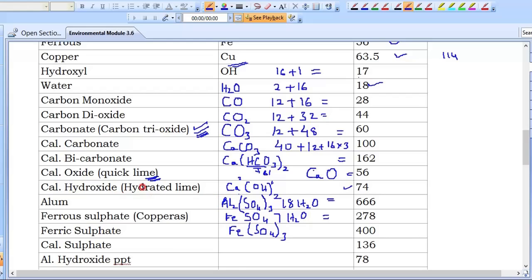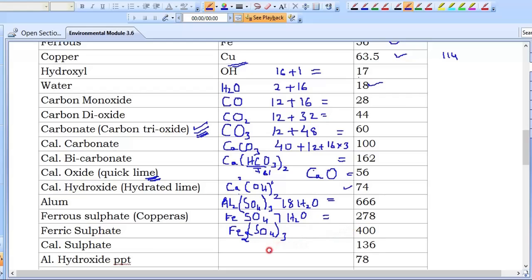Then alum. Alum is what? Alum is Al2(SO4)3, 18H2O. Here you just take all the molecular masses, they are already there in the list. Fe 56, SO4 96, 7 into 18, then you will get 278. This is your ferrous sulfate, and alum is Al2(SO4)3, 18H2O. Then ferric sulfate. Ferric sulfate is Fe2(SO4)3, you are getting 400.